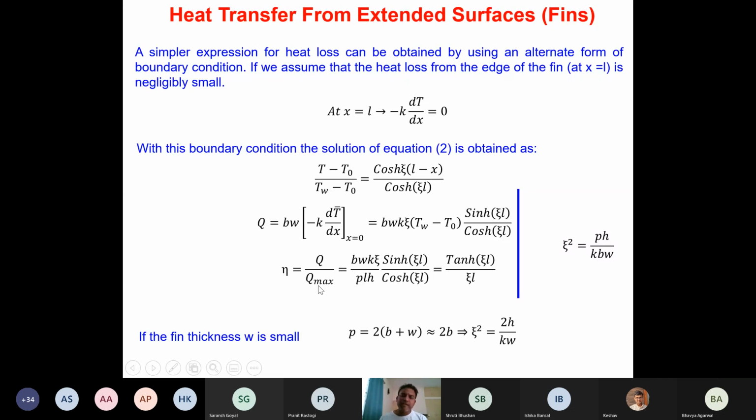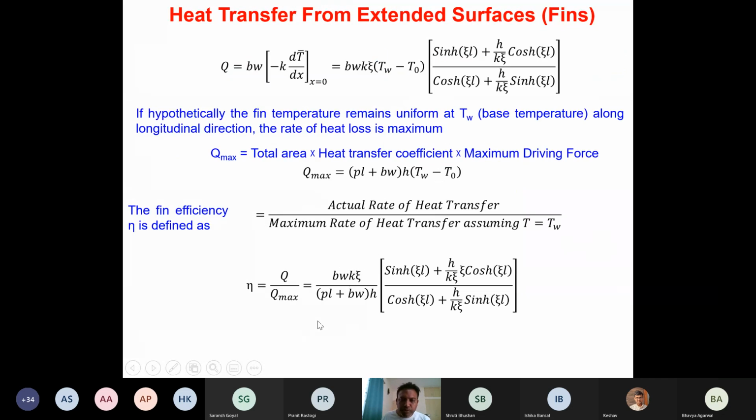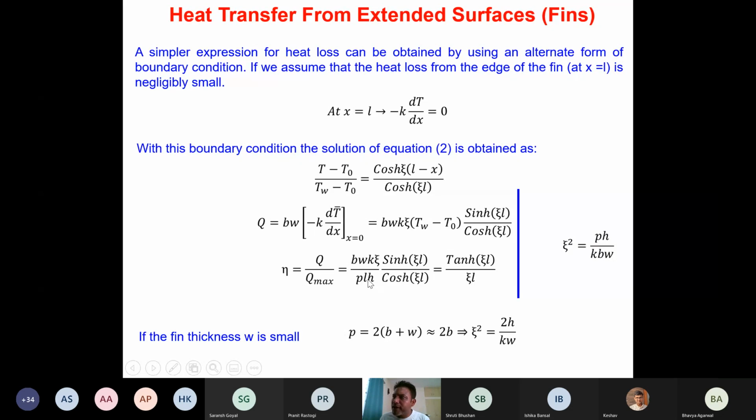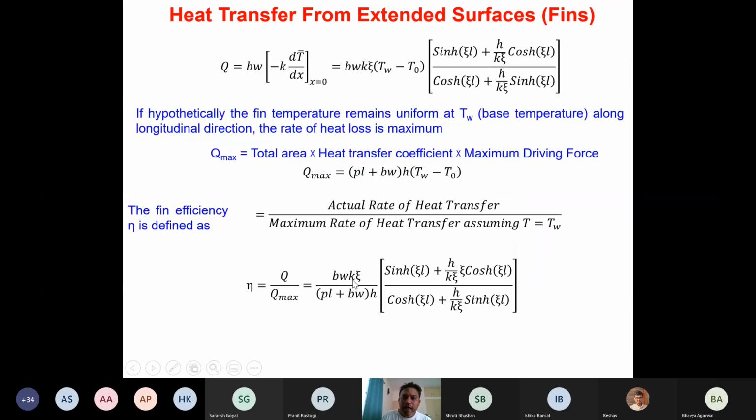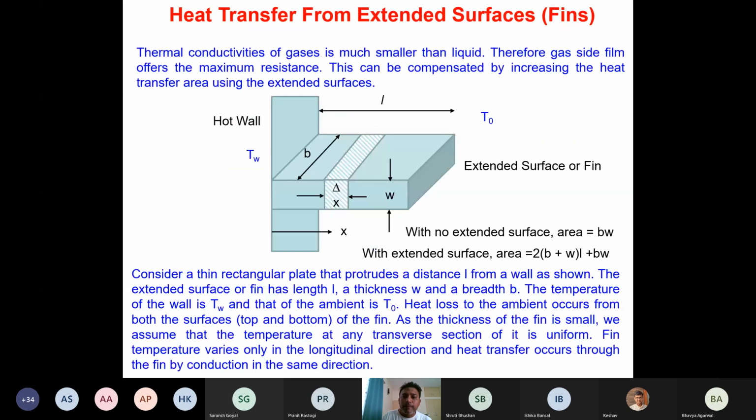Again, the fin efficiency in this case can be obtained as Q by Q max. So Q max here, remember, is PLH. We have not used PL plus BW here. Remember, in the earlier case, we used PL plus BW, isn't it? But in this case, we have used only PLH. There is no BW term. Why? Because we are assuming that there is no heat dissipation from this surface, because by the time we reach here, the rate of heat transfer by conduction is already exhausted by this end. So there is no heat transfer taking place from this surface at all. So there is no plus BW term.